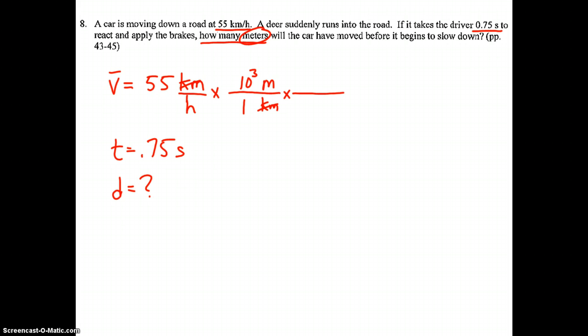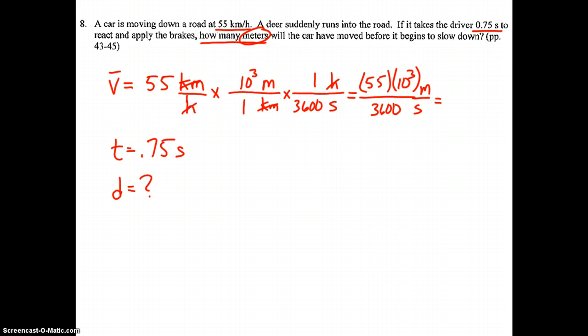Let's next address the time. Hours would have to go in the numerator to cancel out the hours in the denominator. That means our seconds goes in the denominator of our dimensional analysis fraction. So 1 hour is 3,600 seconds, as discussed as a shortcut earlier in the course. Hours cancels. And so we have 55 times 10 to the third over 3,600, and that's meters in the top and seconds in the bottom.